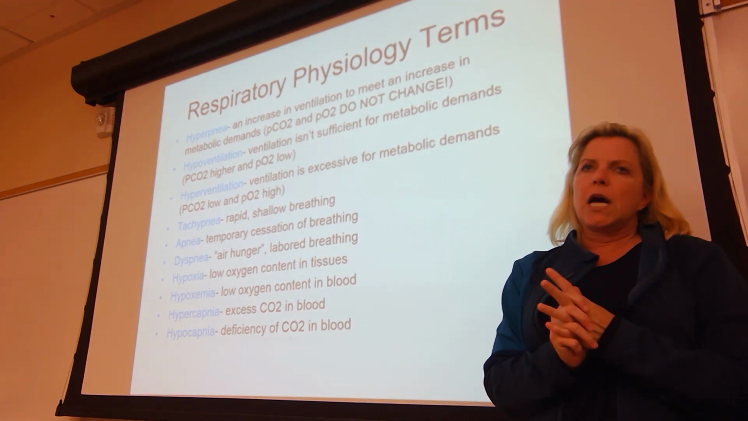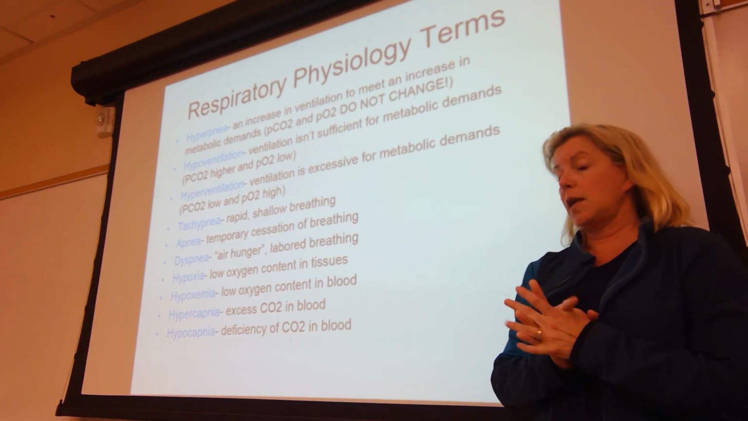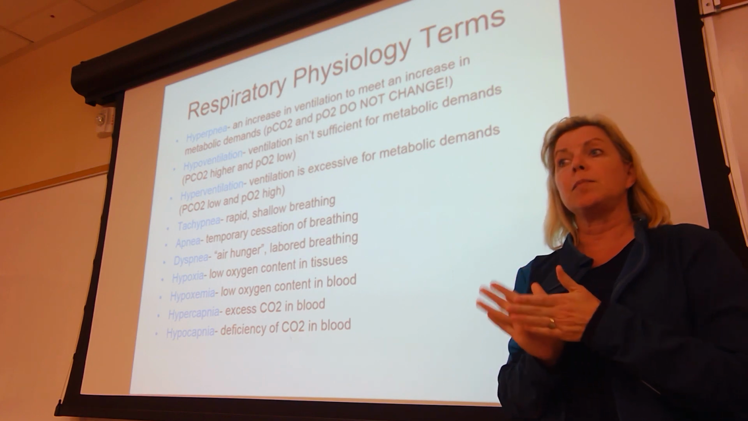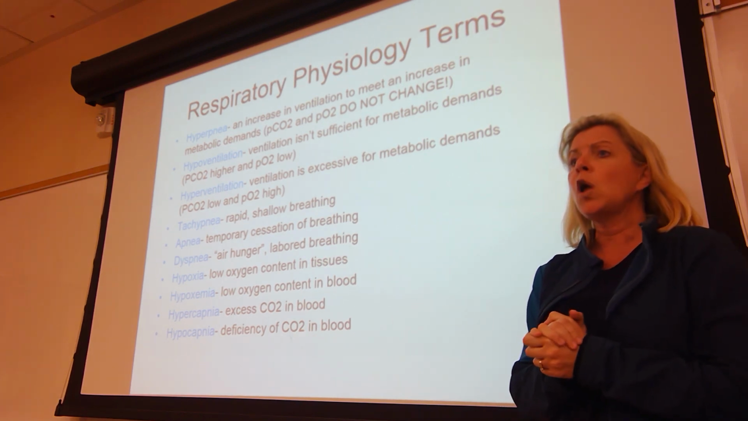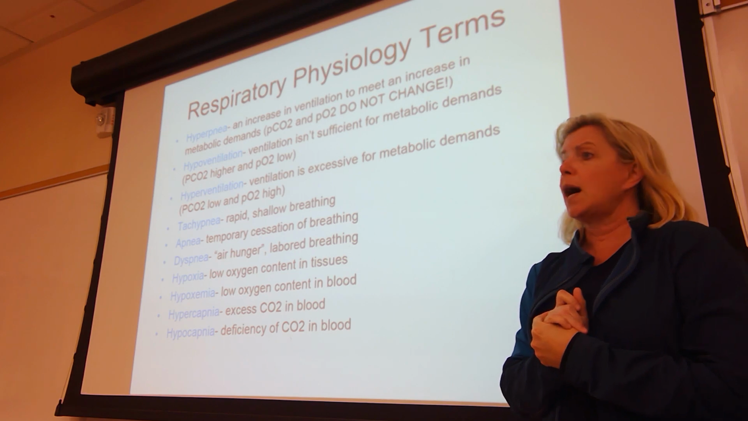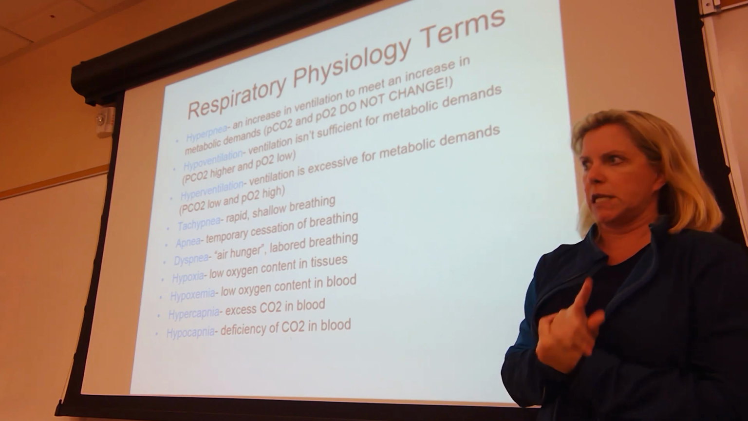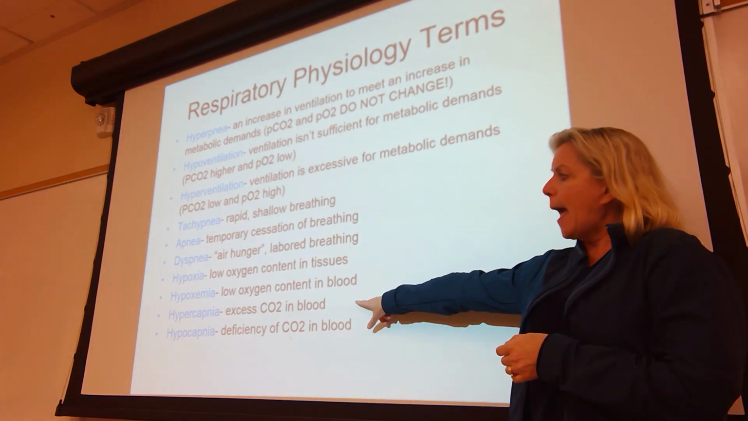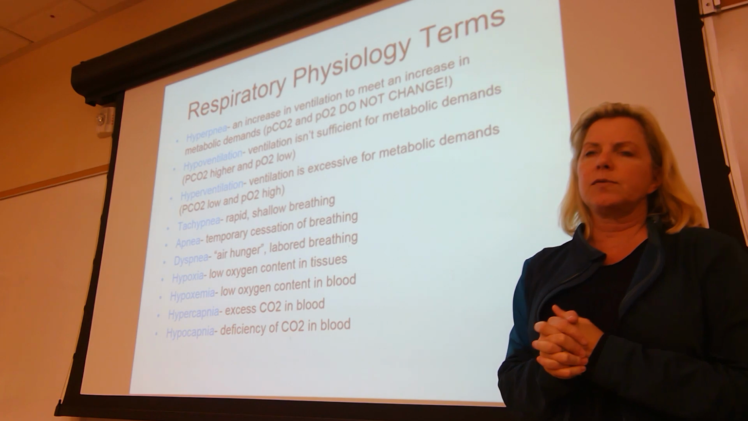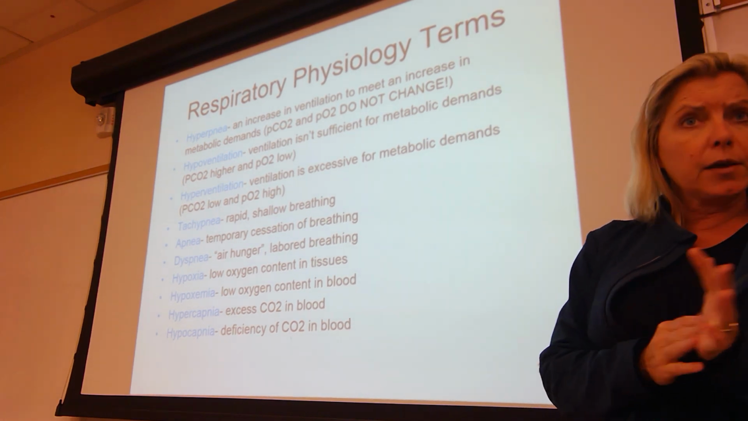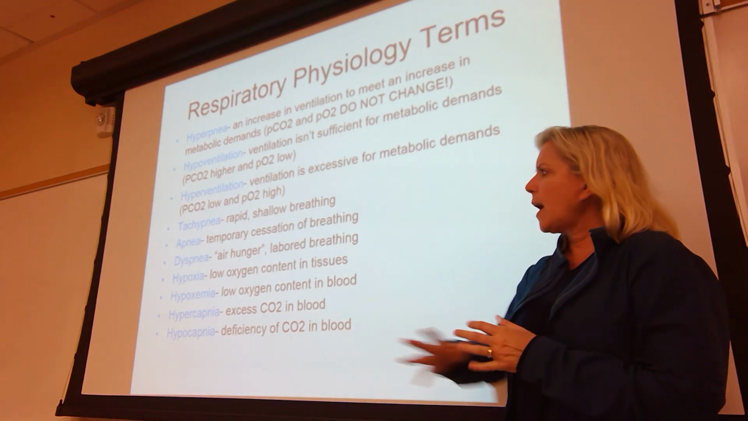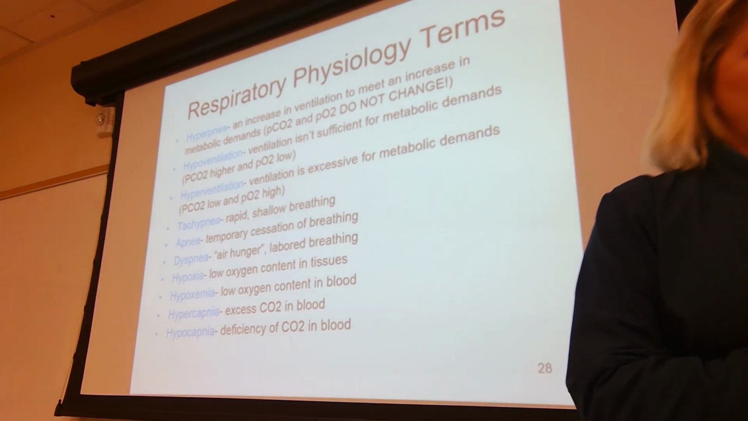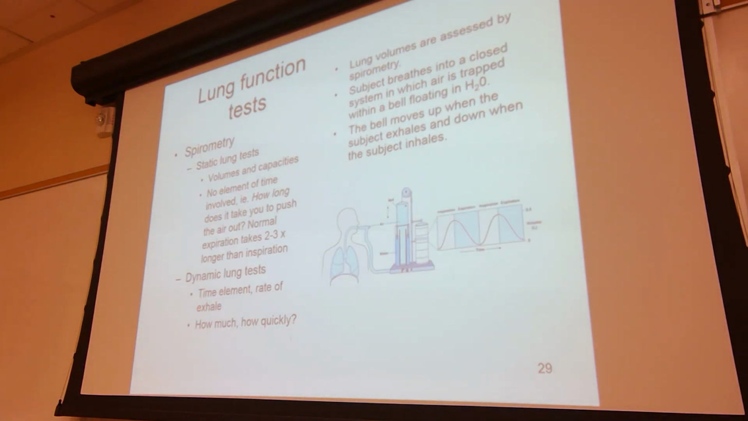Hypoxia, low oxygen content in tissues. That is not the same as hypoxemia. Hypoxemia is low oxygen content in the blood. Emia means in the blood. We can have a tissue be hypoxic, but the blood not have a problem with oxygen. We'll talk about what that means. Hypercapnia is a term for excessive CO2 in the blood. You will learn your normal values for CO2. Hypocapnia is decreased CO2 in the blood. Okay, that's the language of the discipline.